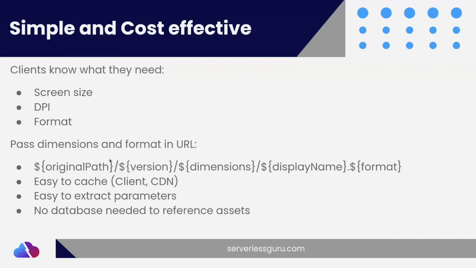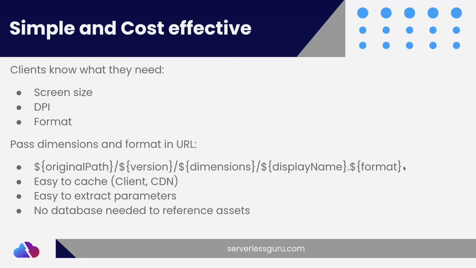So we first put the original path of the image as it's stored in the main storage. Then we have a version that's just to invalidate the CDN cache. If you have a new source image, instead of deleting or invalidating the CDN cache, you just change this number and the cache will use a new cache key. Then you have the dimension. That's where the magic happens, where you put the dimensions you want for your image: the width, the height, the DPIs. Then there's just a name and the format. And the format in that case could be JPEG or WebP.